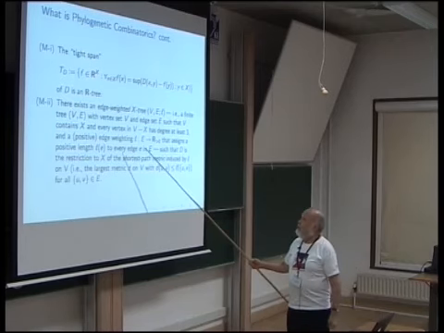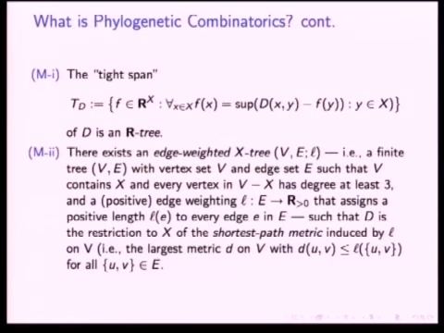The second assertion is there exists an edge-weighted X-tree. Now that's the X-tree as you know it. So it has a vertex set, it has an edge set, and it has a length assignment: a finite tree T=(V,E) with vertex set V and edge set E such that V contains X. Every vertex in V minus X has degree at least 3, so you now get the definition of an X-tree after all, and a positive edge weighting l that assigns a positive length l(e) to every edge e in E, such that D is the restriction to X contained in V of the shortest path metric induced by (T,l).